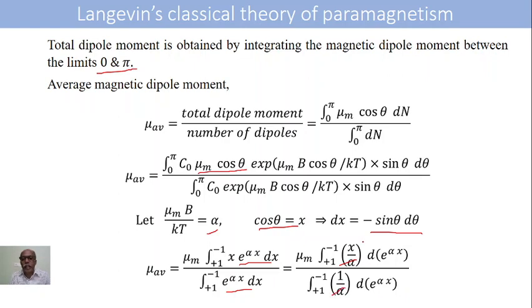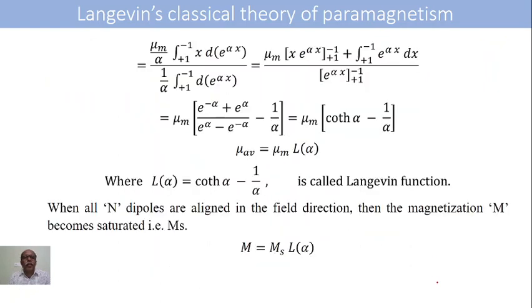Now integrating the numerator as well as the denominator, alphas get cancelled. On integrating this, we get this, and substituting the limits of integration, finally we get this expression. And this term will become equal to coth alpha. Therefore, μ average is equal to μm into this whole term, taken as equal to L of alpha, where L of alpha is coth alpha minus 1 by alpha, and that we call a Langevin function.